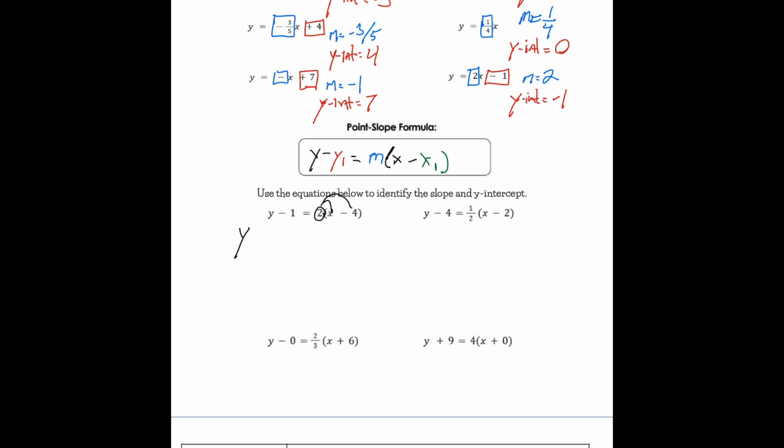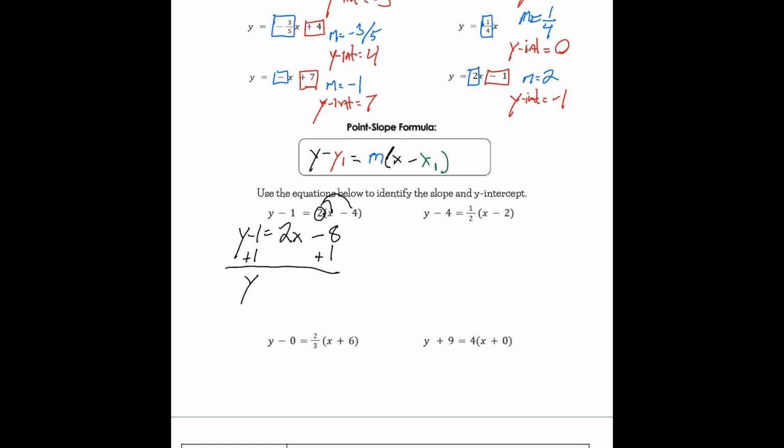So I'm going to rewrite my y minus 1 equals 2 times x is 2x. 2 times negative 4 is negative 8. Now it almost looks like y equals mx plus b, but I have a minus 1 on the left-hand side of the equal sign. So to get rid of that minus 1, I'm going to do the opposite operation, and I am going to add 1. What I do on one side of the equal sign to keep my equation balanced, I'm going to add 1 to the right side of the equal sign.